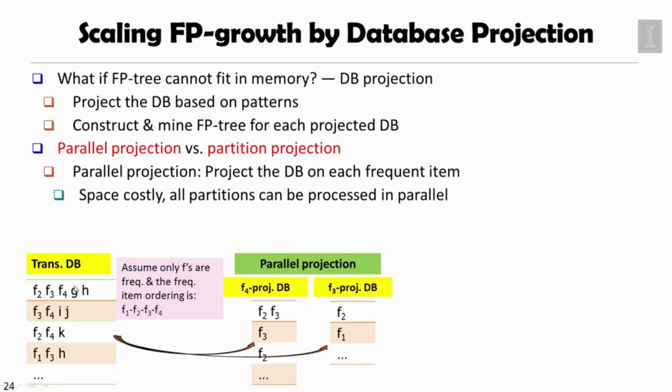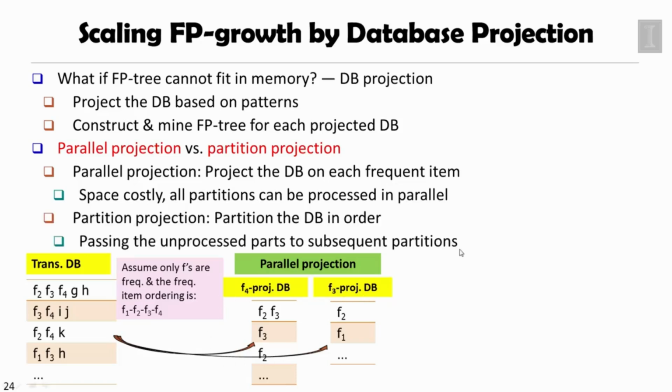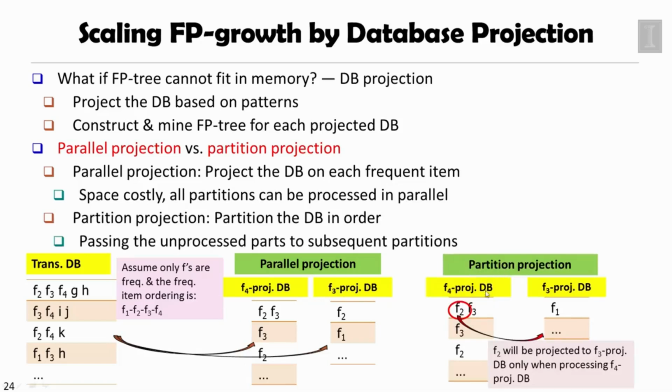For example, for this first string, you will see GH, suppose it's not frequent, only F's are frequent. You will get F4's projected database, you get F2, F3. Then F3's projected database, you get F2. That's the one. Then every one of these projected databases is independent of the others, so you can mine them in parallel. But then you also can have partition projection.